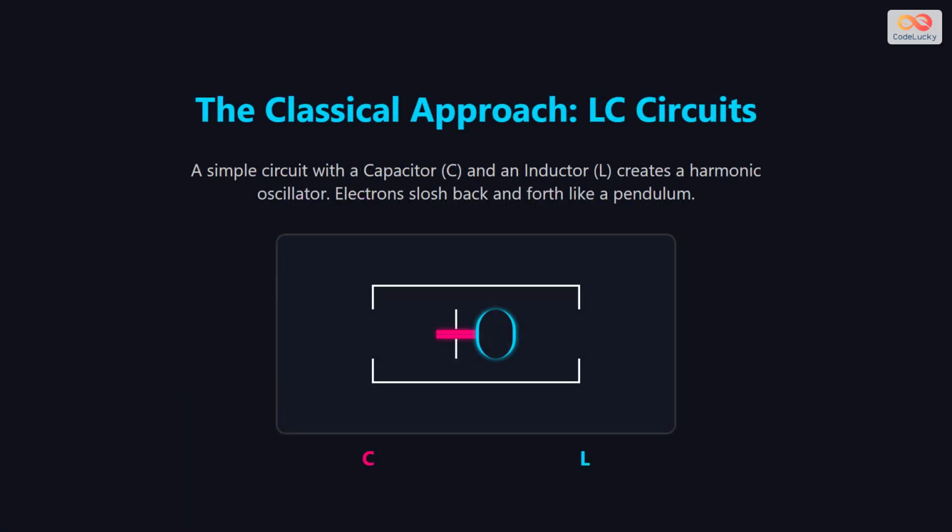How do we build this? Engineers started with a standard LC circuit. This consists of a capacitor, which stores energy in an electric field, and an inductor, which stores energy in a magnetic field. When connected, electrons slosh back and forth between them at a specific frequency. This is a harmonic oscillator, acting very much like a pendulum swinging back and forth.